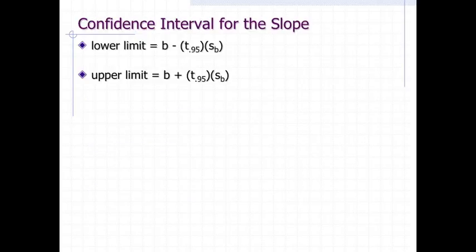The method for computing a confidence interval for the population slope is very similar to methods for computing other confidence intervals. For the 95% confidence interval, the lower limit equals b minus t times the standard error of b, whereas the upper limit equals b plus t times the standard error of b. The notation t sub 0.95 is the value of t to use for the 95% confidence interval.